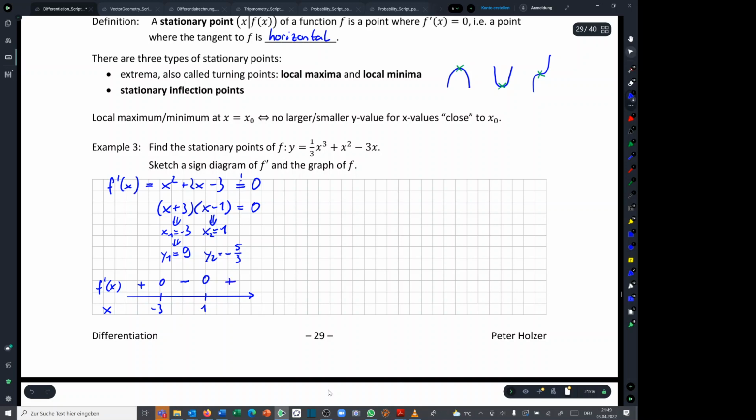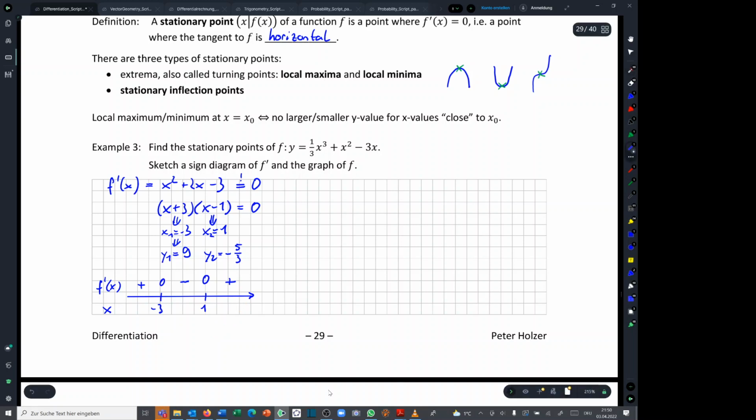So this is the sign diagram telling us that f dash of x is positive to the left of -3, which means the graph is increasing. It is negative between -3 and 1, it's decreasing there. And to the right of 1, it is increasing again.